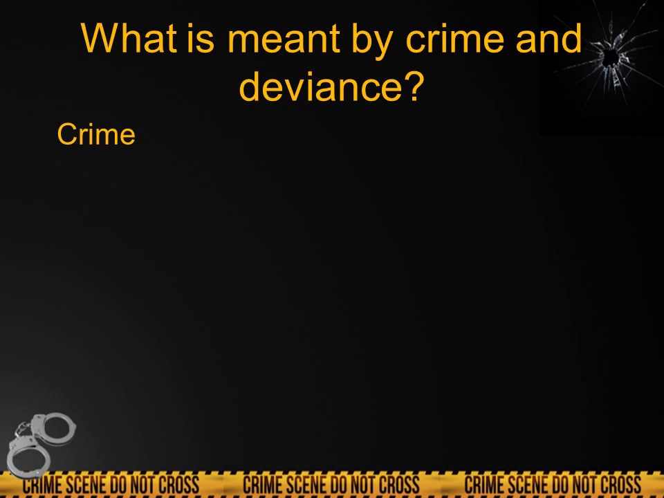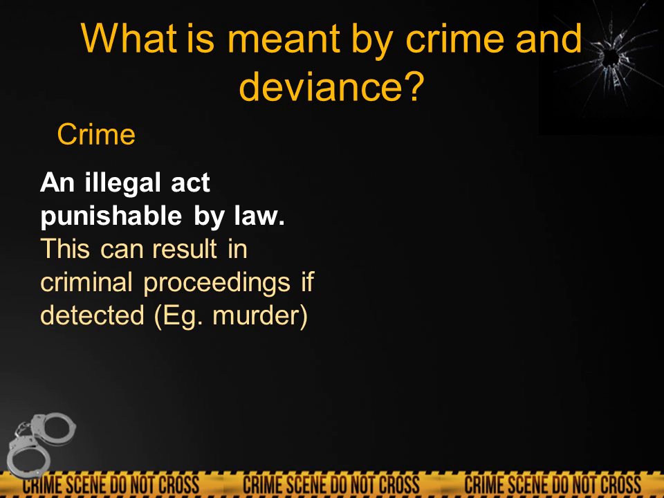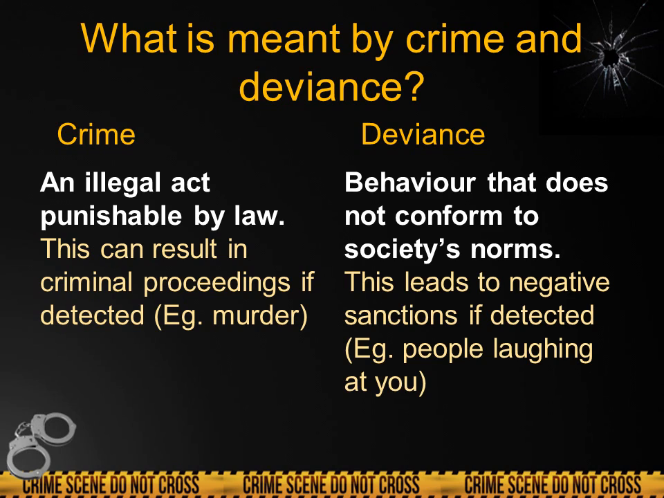And then we've got deviance. Well, deviance is slightly different from crime in that it's behaviour that doesn't conform to society's norms. And often this can lead to negative sanctions if detected. So people might laugh at you, for example. So if I turn up teaching in a bikini, God forbid, then you're probably going to be quite shocked because that's not the norm.